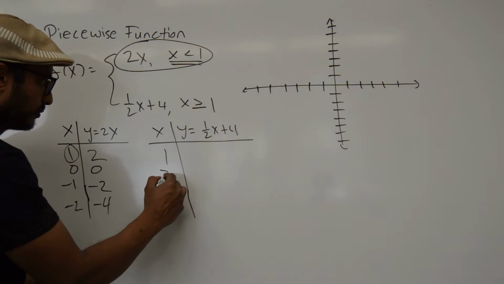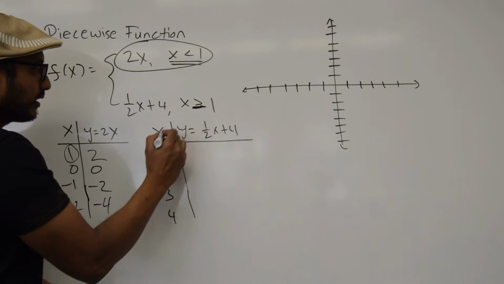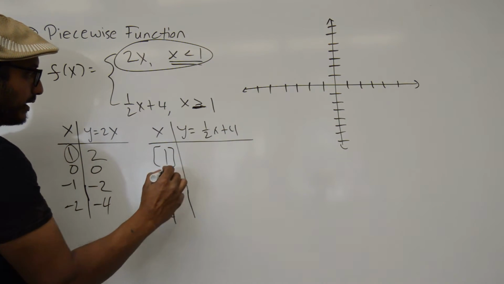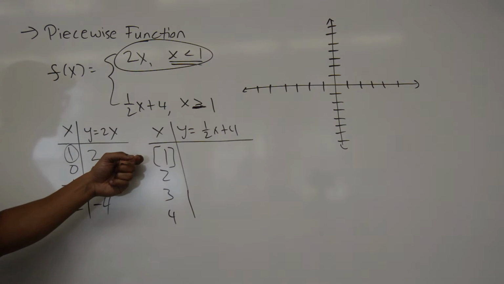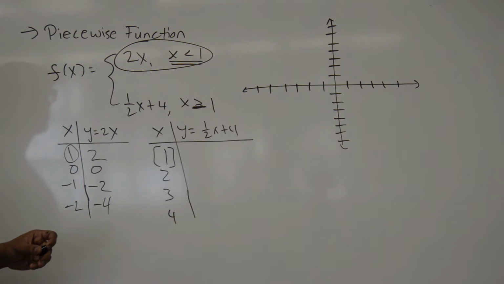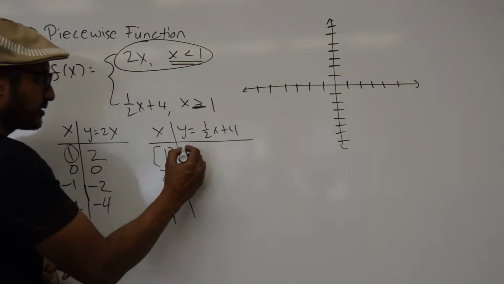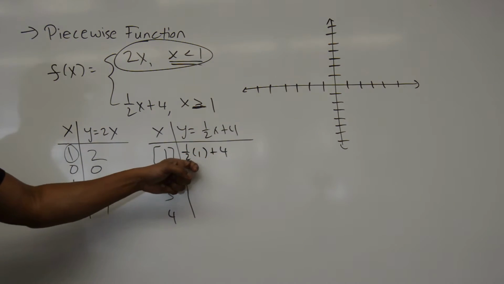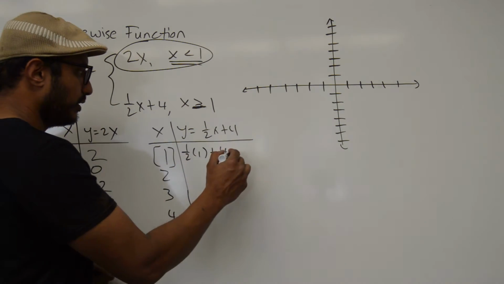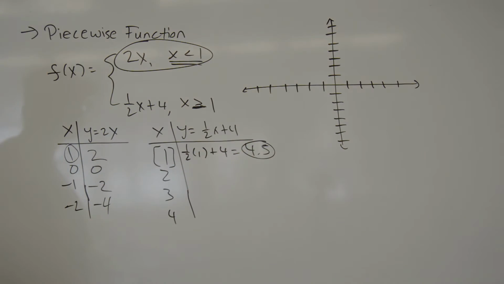So I can pick 2, I can pick 3, I can pick 4. And because there's an equal to sign, this is going to be a closed circle. And I denote a closed circle using a bracket. So to remind myself that when I graph it, I'm going to use a closed circle for that. So let's plug in x equals 1. If I plug in x equals 1, I get 1 half times x, which is 1 half times 1 plus 4. Well, 1 half is like 0.5, and 0.5 plus 4 is going to be 4.5. So at 1, my y value is 4.5.